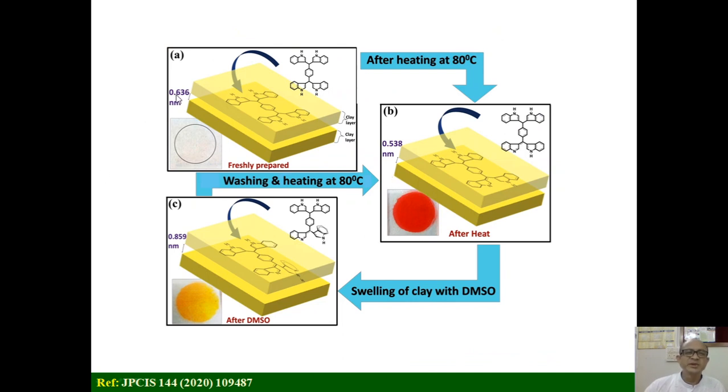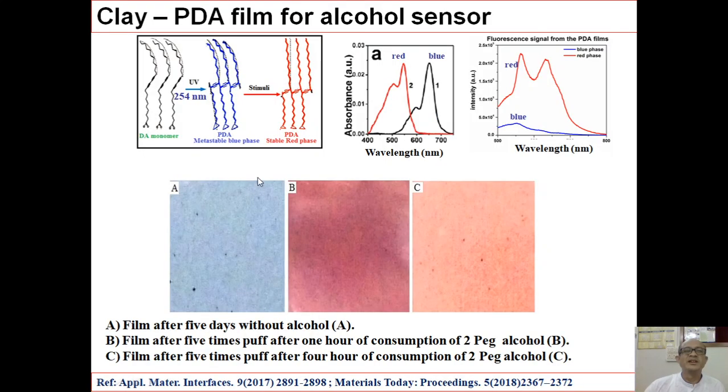We can see the spacing of the pristine film is 0.636. However, in dried condition, it's 0.538. So maximum flattening occurs, accordingly the red color. But here you can see after swelling it increases by 0.85 nanometer and twisting occurs, so the yellow color. This is another example. It's a clay and polydiacetylene polymer film, and we propose the application for an alcohol sensor.